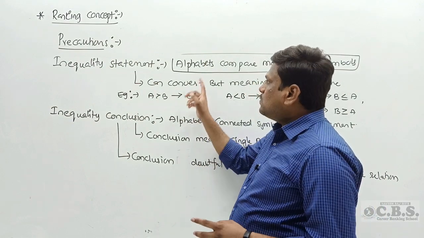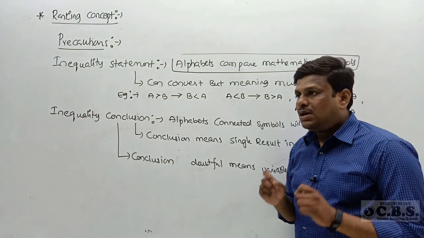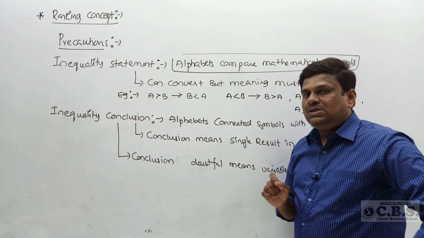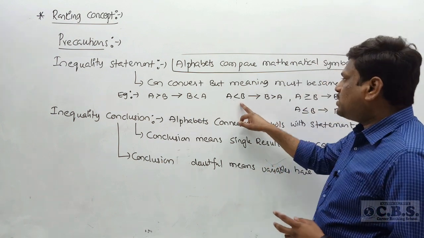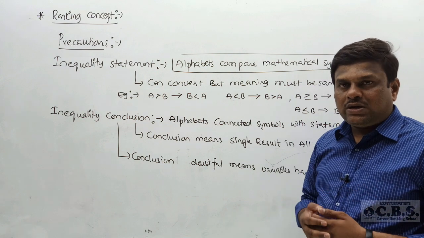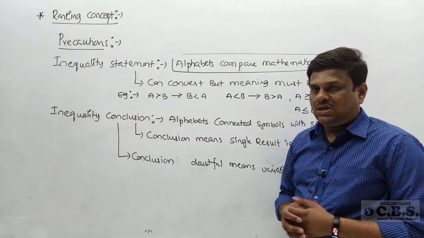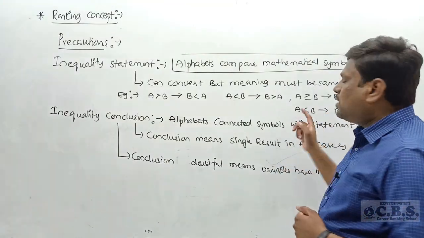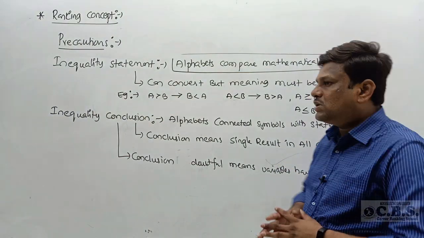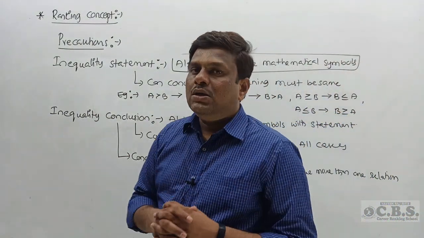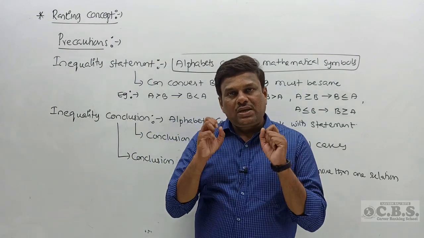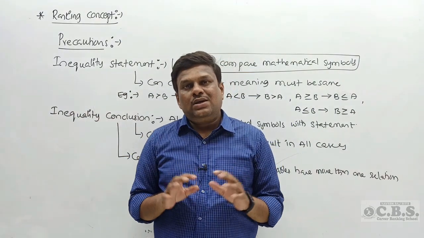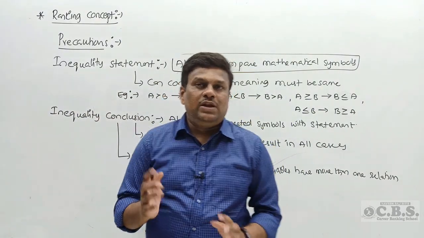So you can convert a statement without changing the meaning; the meaning must stay constant. A less than b, you can convert to b more than a. It is a hidden inference of the statement. A more than or equal to b is inferred as b less than or equal to a, and a less than or equal to b is b more than or equal to a. As per the demand of the conclusion, you can convert a statement but the meaning must be constant. This is the first precaution before learning inequality conclusions.